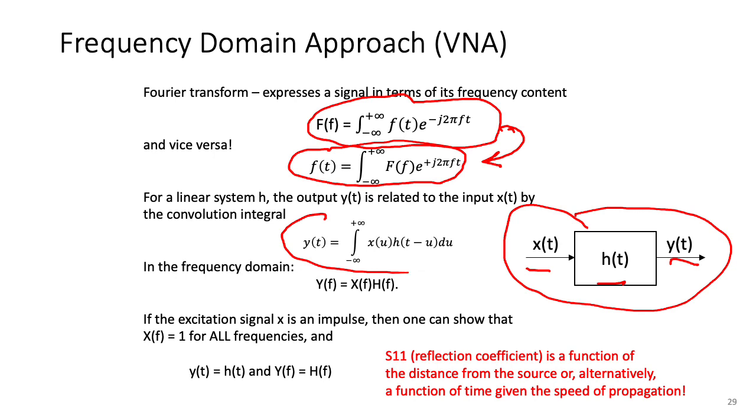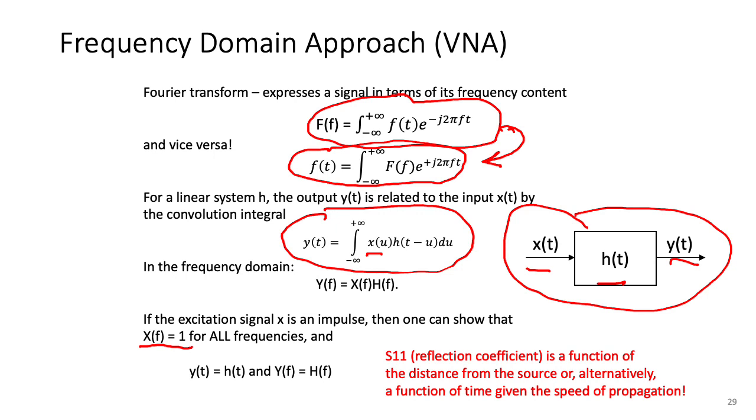The relationship between the output of the linear system, y, and the input to the linear system, x, is given by this convolution integral. y of t is the integral of x with h, and h is the impulse response. The reason it's called the impulse response is that if I apply an impulse x to this system, then the impulse's Fourier transform is unity for all frequencies. That's the characteristic of an impulse.